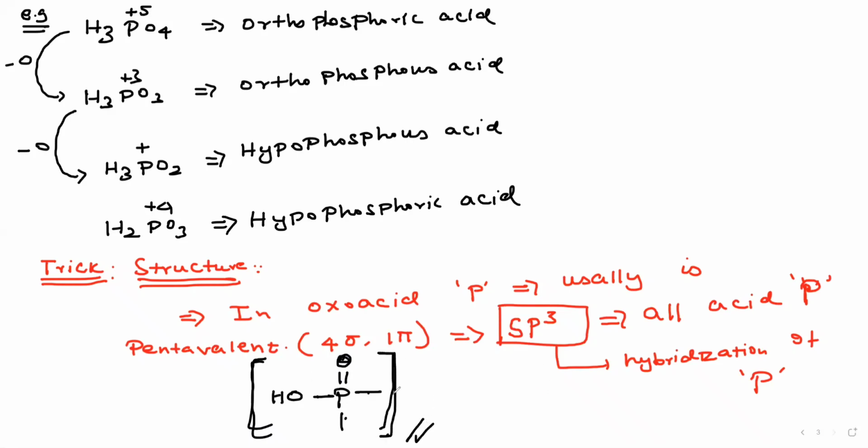P double bond O, OH. I leave empty space here, right? These two bonds we can replace based on the formula; we can balance the equation and create the structure. Now I am going to explain the 4 basic structures.